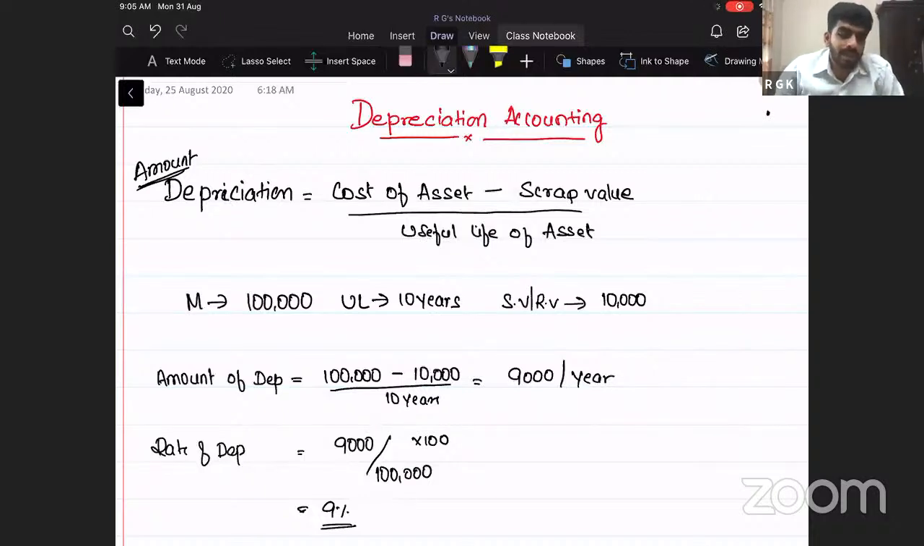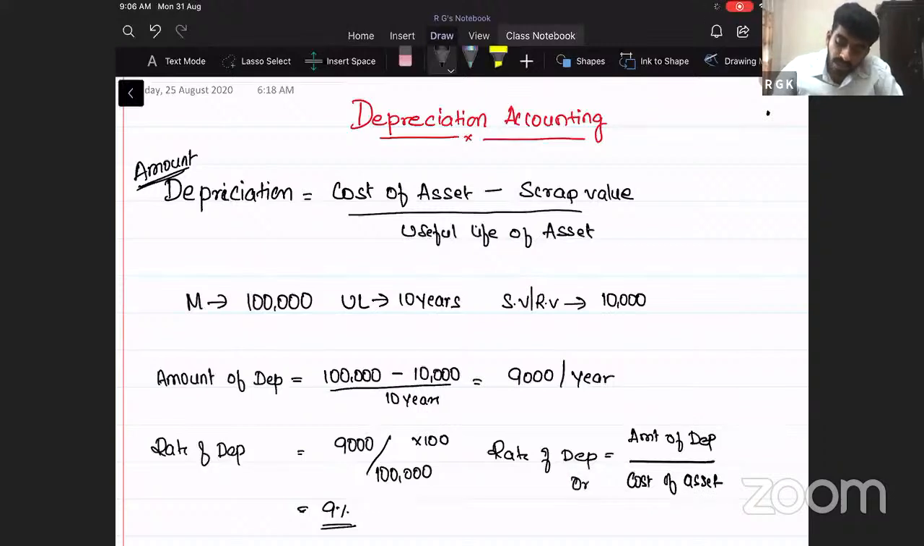So with this, what can I write as a formula for rate of depreciation? Rate of depreciation is equal to amount of depreciation divided by the original cost of asset, multiplied by 100. This will give you the rate of depreciation.